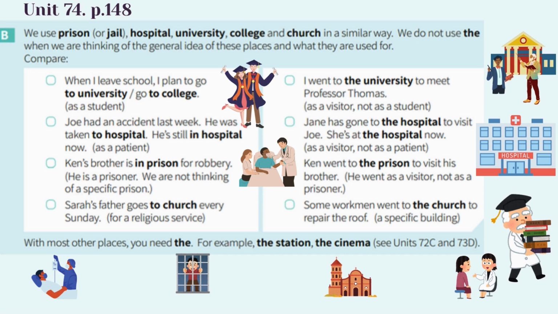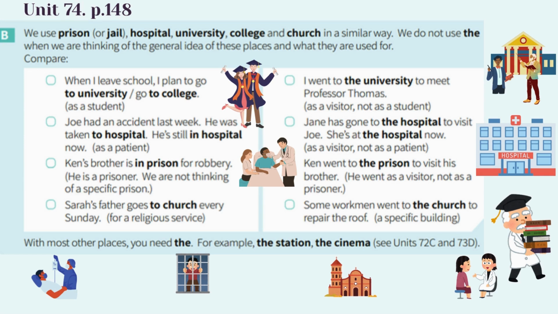She went to A, the hospital, B, hospital. The answer is B, hospital. So why? Because she's a patient. The second question, Mike went to see the doctor about Jane. A, the hospital, B, hospital. The answer is A, the hospital, because he's just visiting.